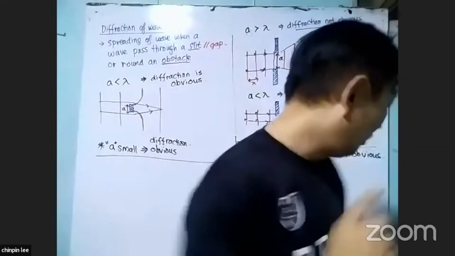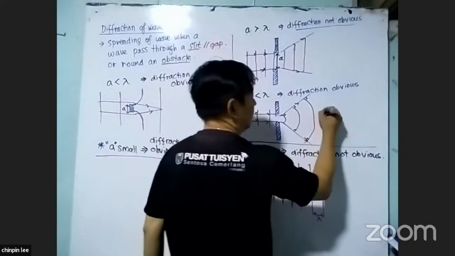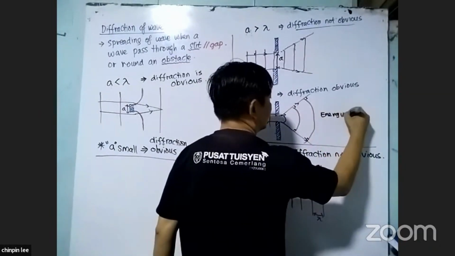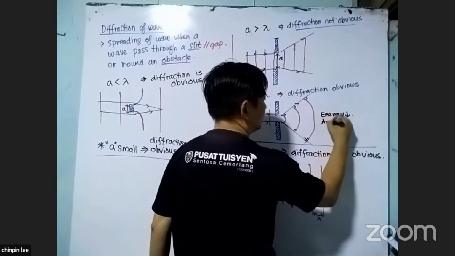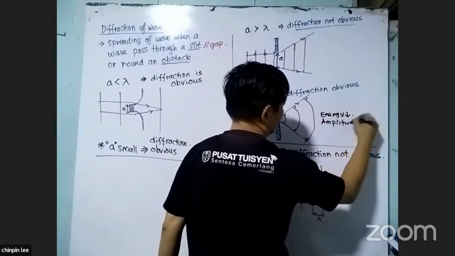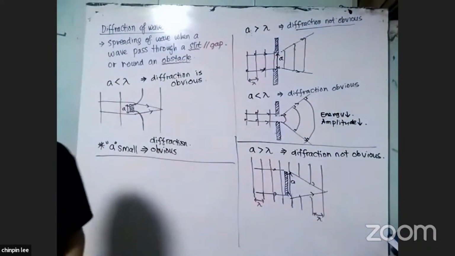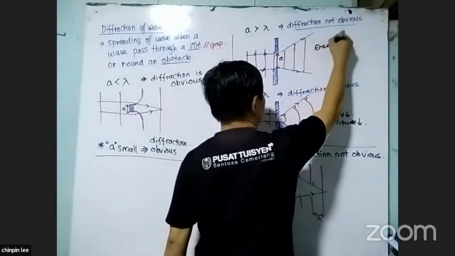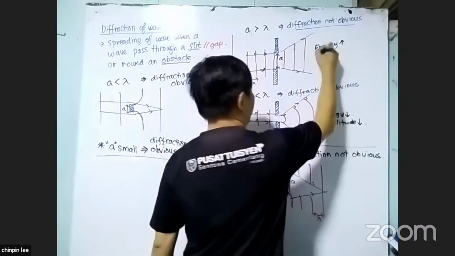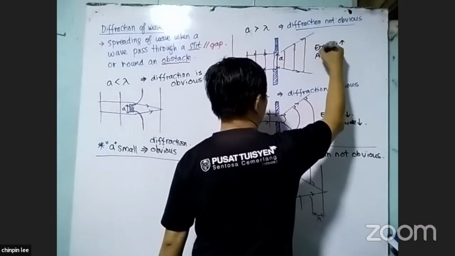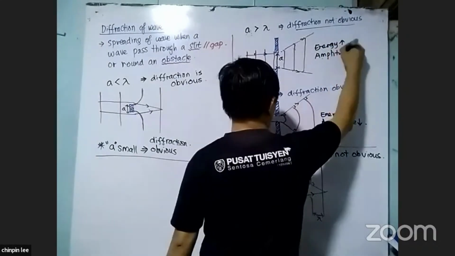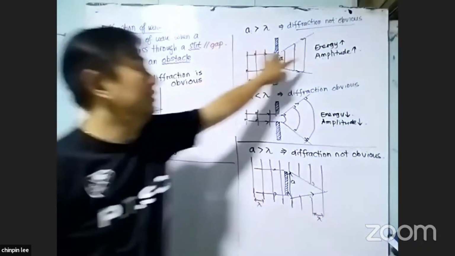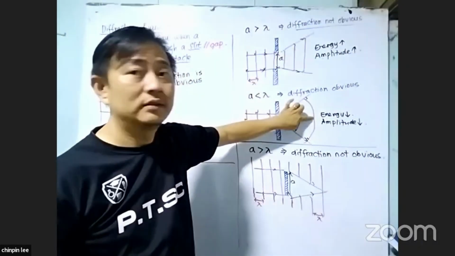Okay, now I want you to notice here. The energy here is lesser, I mean the amplitude will be lesser. Compared to this, the energy here is stronger. Amplitude here is bigger. Amplitude is big, energy is big. Amplitude here is small, energy is small.